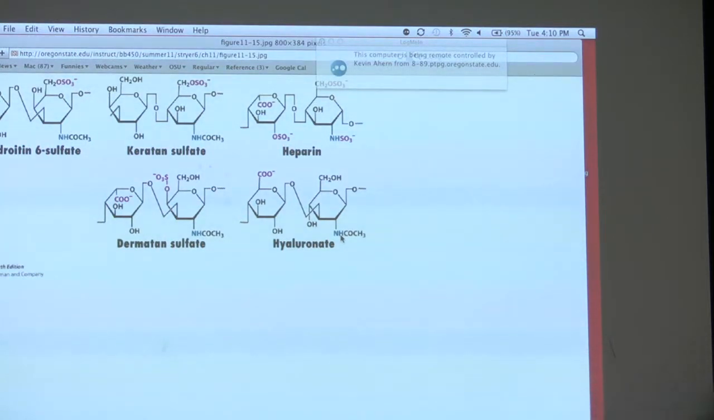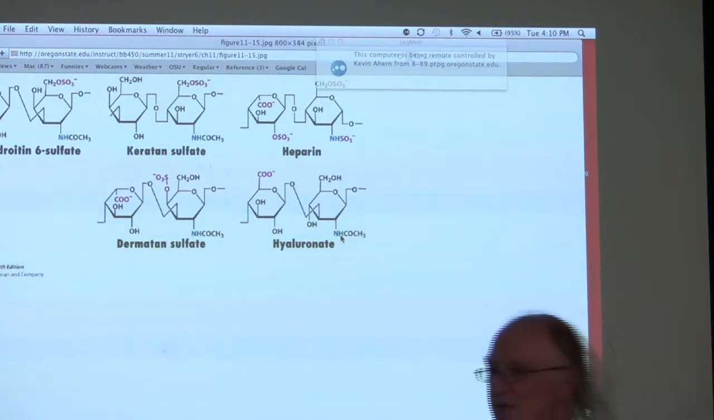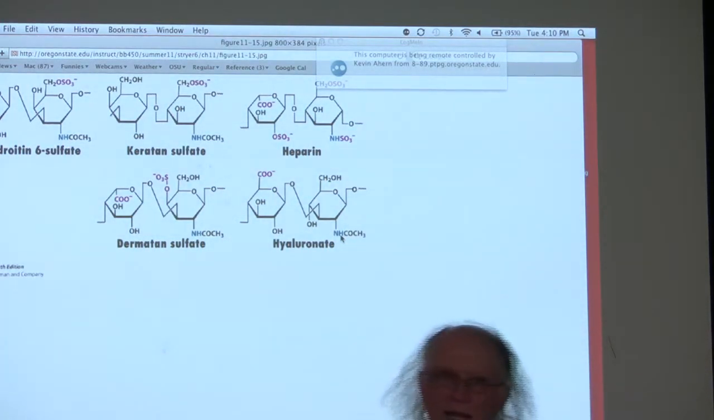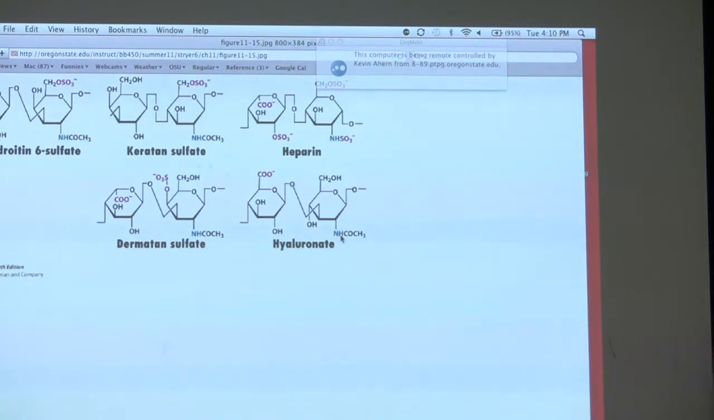So we have units of sugar. We have amino portions of them, and they're linked in a polymer. Glycosaminoglycans. Notice that the name doesn't have anything to do with proteins. Glycosaminoglycans do not have any protein in them. They are polyanionic glucose-related compounds.